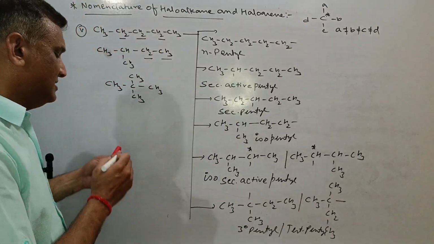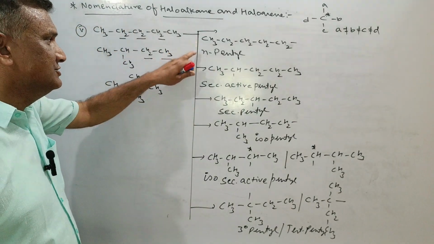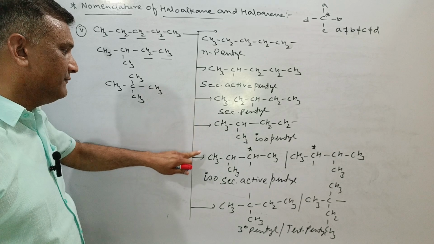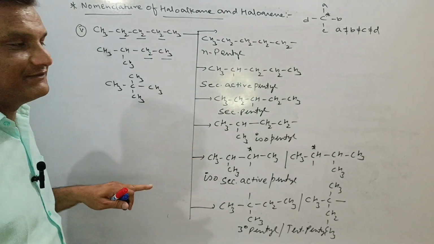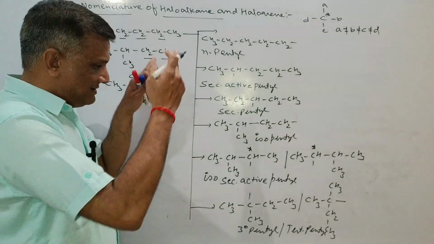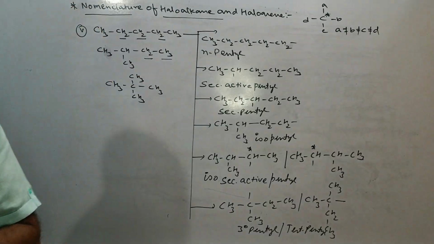So this was about your 1, 2, 3, 4, 5 and 6 as substituents. We'll take 2 more substituents also. Read the matter properly.